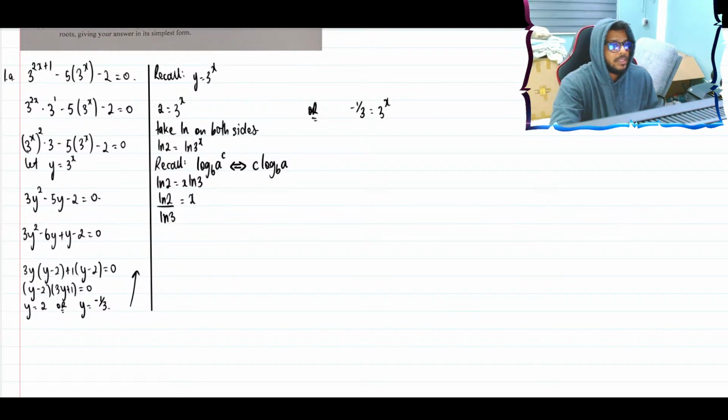Unfortunately, I cannot bring bases to be the same thing here. It might look a little tempting, but that minus could be a problem. How many marks will you lose if you left it as x is equal to log of 2 to base 3? X is log of 2 to base 3.